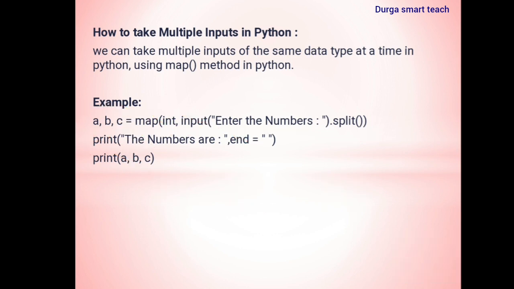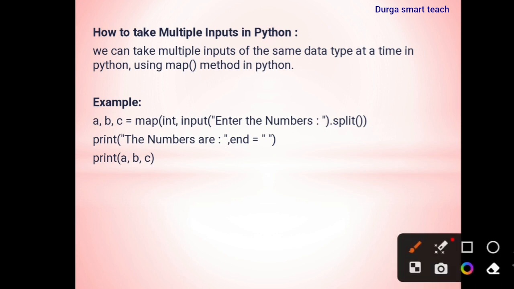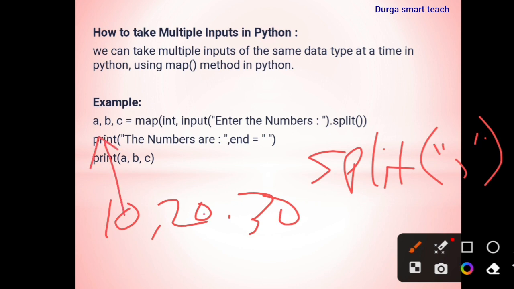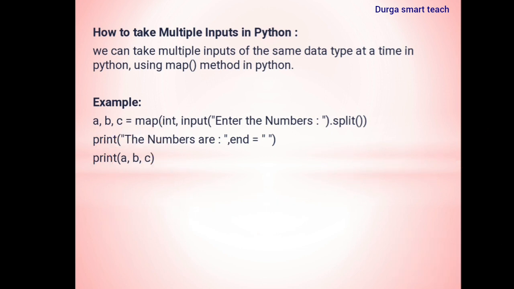If you want to separate the numbers by using comma, then you need to use split of comma, in double quotations, comma. In that case, 10 comma 20 comma 30. So 10 will be stored in A, 20 will be stored in B, and 30 will be stored in C. In this way you can read multiple inputs from the user by using the input function.